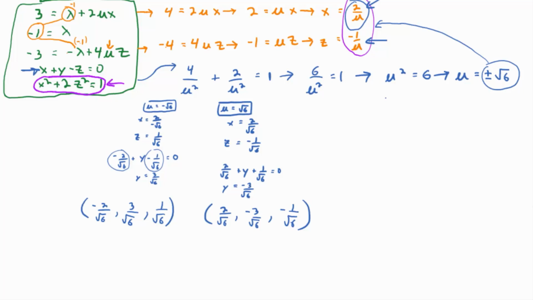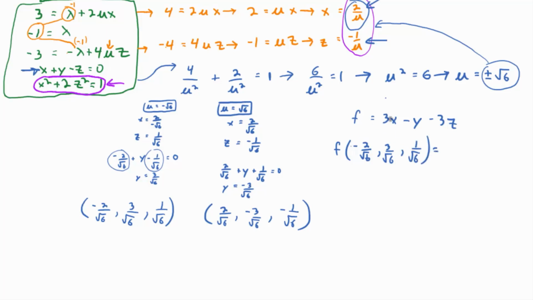Let's try and remember what the original function was: 3x minus y minus 3z. Let me write it down. We're going to plug in both of these values. There's no reason to make a table when you only have 2 points, so we're just going to find the f values individually. First, negative 2 over root 6, 3 over root 6, 1 over root 6, that first critical value.